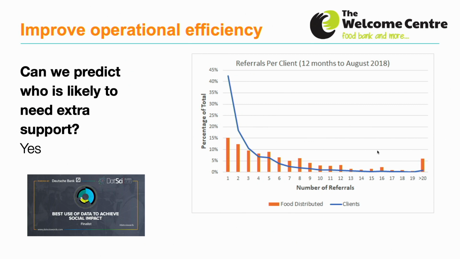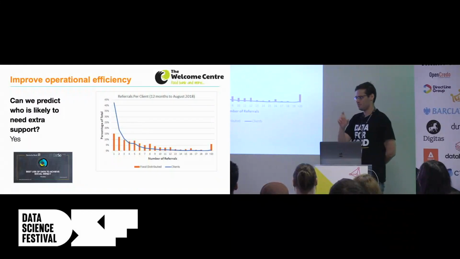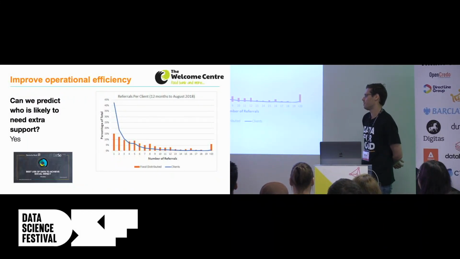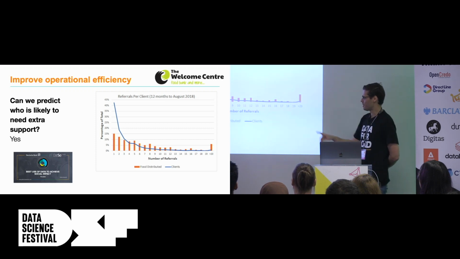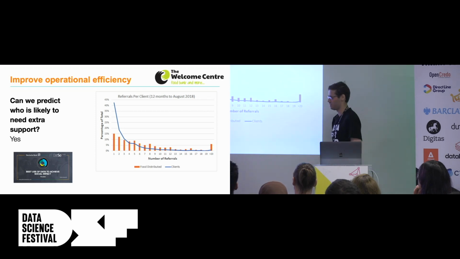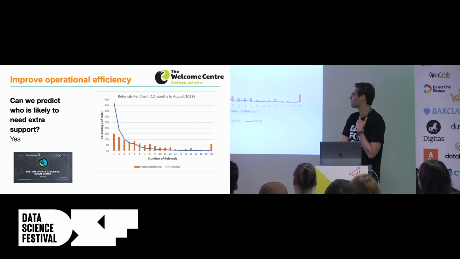In essence, yes, we can predict who is likely in need of extra support. There are a couple of features, like demographics, but also the number of times the person came before and the gaps between one visit and another, that enable the charity to predict who is in need of extra support. This was a project developed by four volunteers. It got the Best Use of Data to Achieve Social Impact Award 2018, if I'm not mistaken.